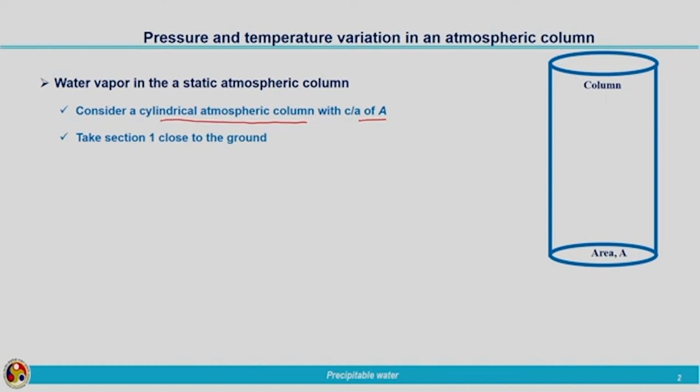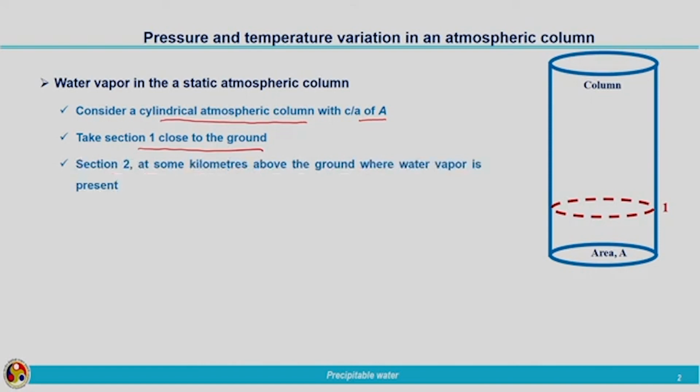Now, what we are going to do? We are going to take two sections. One section close to the ground like this, and a second section at some kilometers above the ground where the water vapor is present like this. The distance between these two sections depends on our analysis. So, section 2 is at some kilometers above the ground surface. That is, the elevations of these two sections are Z1 and Z2.